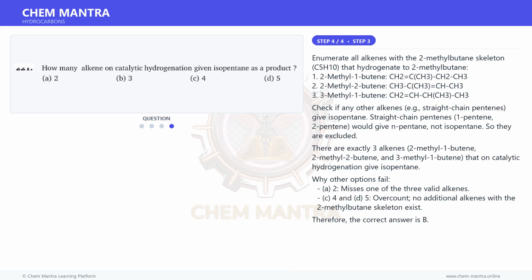And for the final step, enumerate all alkenes with the 2-methylbutane skeleton, C5H10, that hydrogenate to 2-methylbutane. 1. 2-methyl-1-butene, CH2=C(CH3)CH2CH3. 2. 2-methyl-2-butene, CH3C(CH3)=CHCH3.